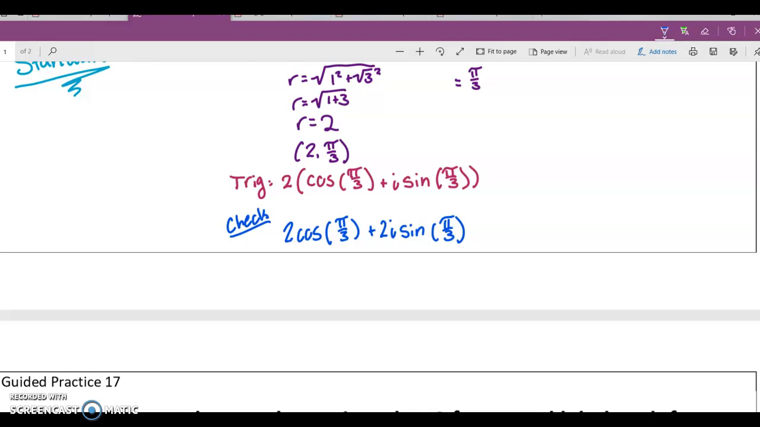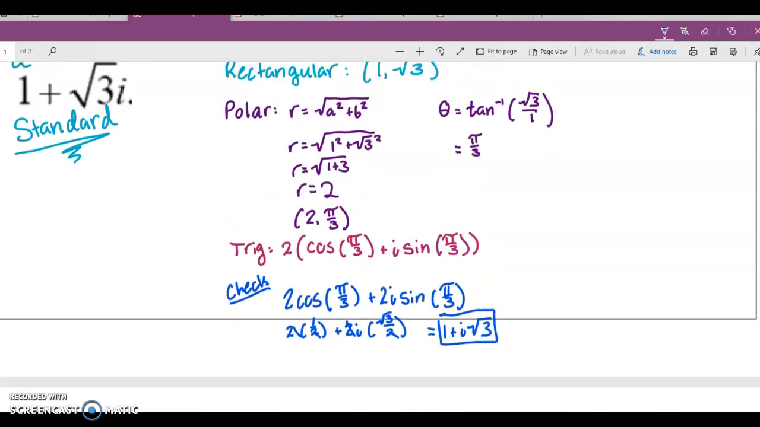Now, you know what the cosine and sine of pi over 3 are. 2 cosine of pi over 3 is 2 times 1/2, plus 2i times sine of pi over 3, which is root 3 over 2. These cancel, these cancel. You're left with 1 plus i root 3. And that is what we were looking for. That's what we started with. So there is an example of doing some converting between all 4 of those forms.